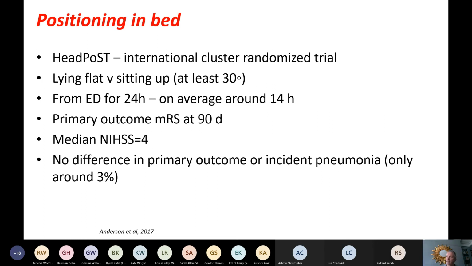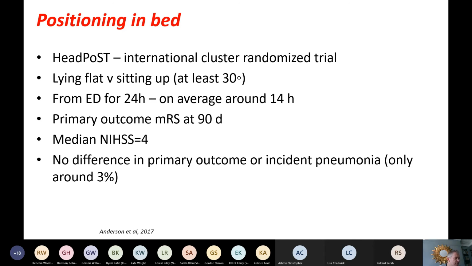So positioning in bed, to me, this seems like a bit of a no-brainer. And it was interesting for those of you that were involved or heard about the HeadPost trial. HeadPost was a trial where there was a randomization of patients between lying flat or sitting up to at least 30 degrees. To be honest, this was based on some rather wishy-washy data that laying people flat with a middle cerebral artery occlusion increases cerebral blood flow, but that doesn't necessarily apply to every stroke patient that comes through the door. The obvious problem with laying everybody flat is that, of course, in those who are aspirating, that could be an absolute red flag to develop pneumonia.